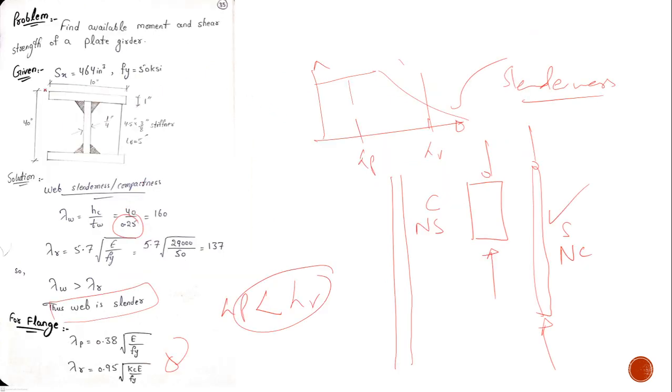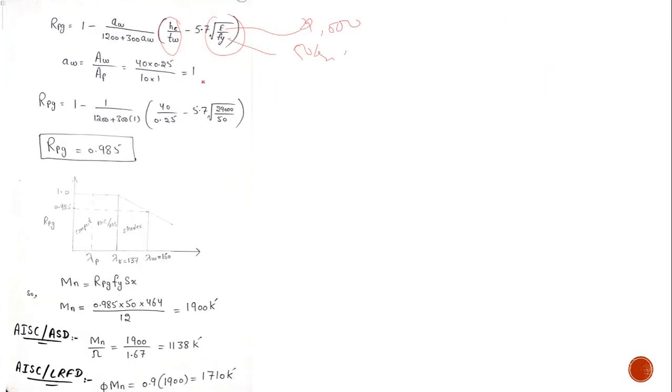Here, 1200 and 300 are constants, and this you have already found out. This is very easy, this is 5.7. You should know that this is 29,000, and this is 50 ksi. And this AW is actually the area of web, and AF is the area of flange. Area of flange is 10 into 1, and area of the stem is 40 into 0.25. It's very easy. You just put in the formula and you find that RPG is 0.985.